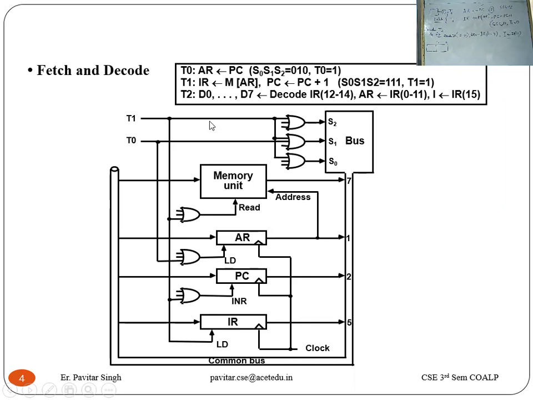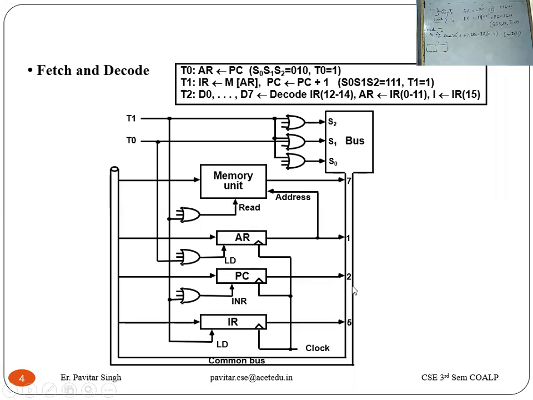So first of all, the contents of memory will be read, but the bus is written, right? So it will be done with the help of S nodes, S2, S1, S0 = 111. So the contents of memory are given to the bus. So this is this step. After that, the address will be given by the AR register.